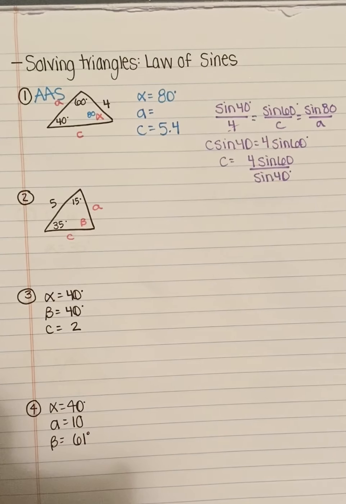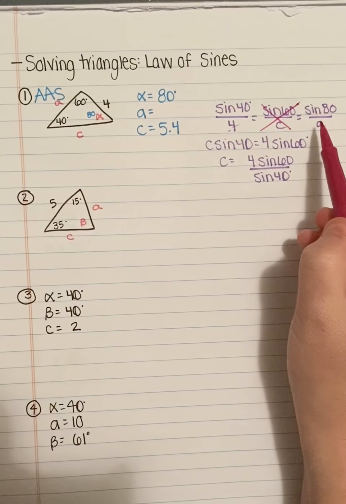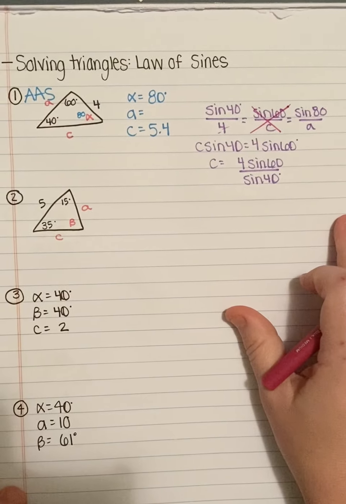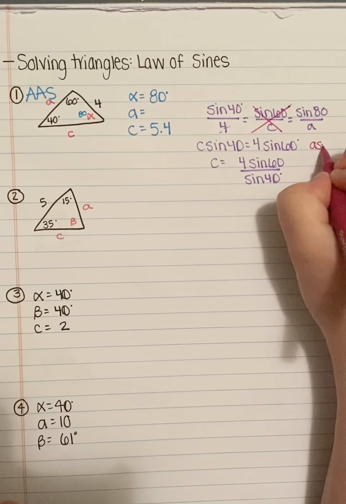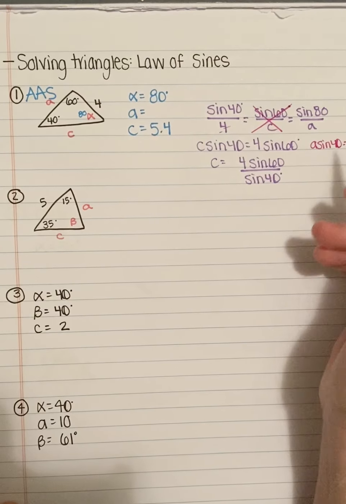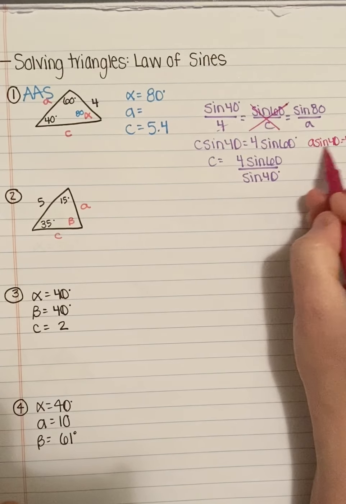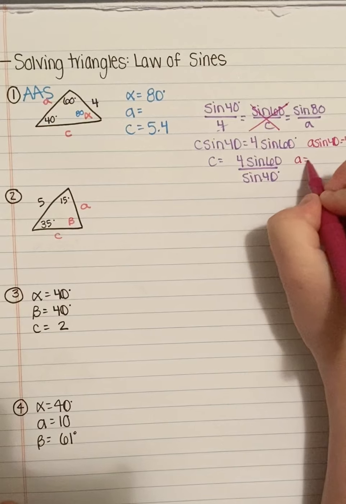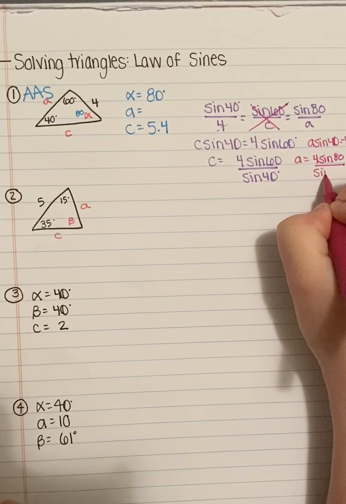Now, don't forget, I got to go back and solve for A. So going back to my original problem from the start, I'm going to solve this thing for A. So to solve for A, I'm going to cross this one out, and I'm going to use the first one and the last one. So if I look at this, to solve for this, I'm going to cross multiply once again, and I'm going to get A sine 40, writing really small so I can make sure I fit it, equals 4 sine 80. All right, to solve for A, I'm just going to divide by the sine of 40. So A here equals 4 sine 80 divided by the sine of 40.